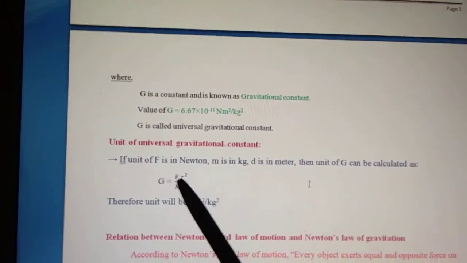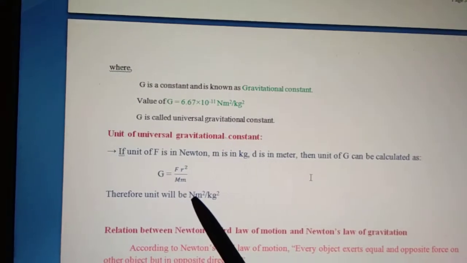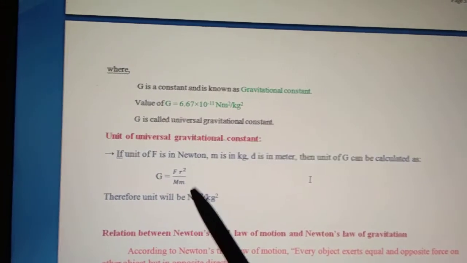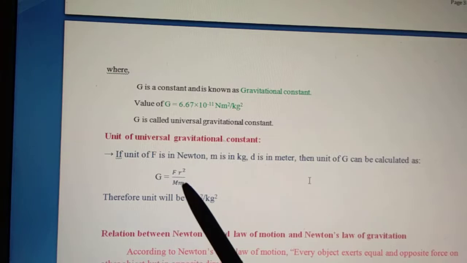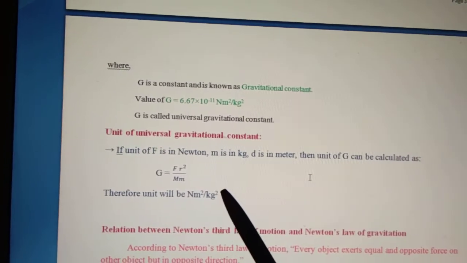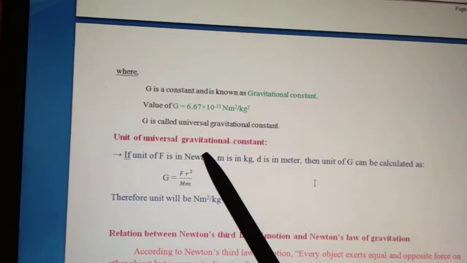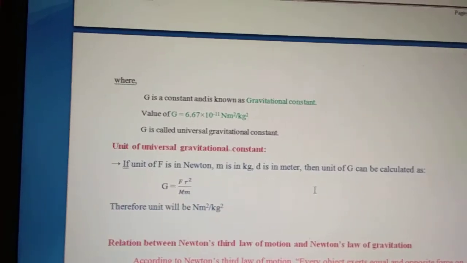Therefore the unit of force is Newton, the distance is in meter square, and kg into kg becomes kg square. So this is the unit of what here? The gravitational constant.